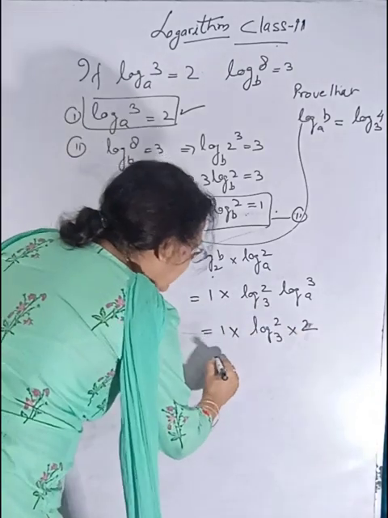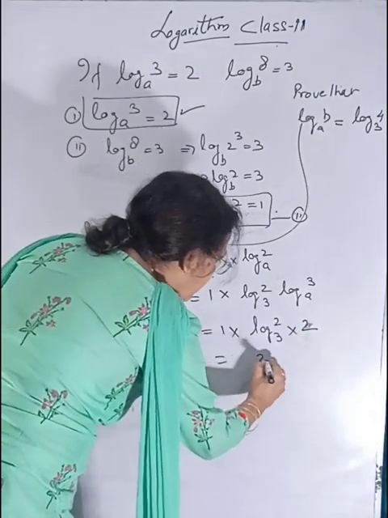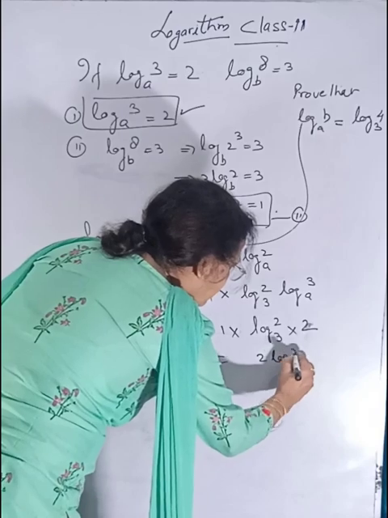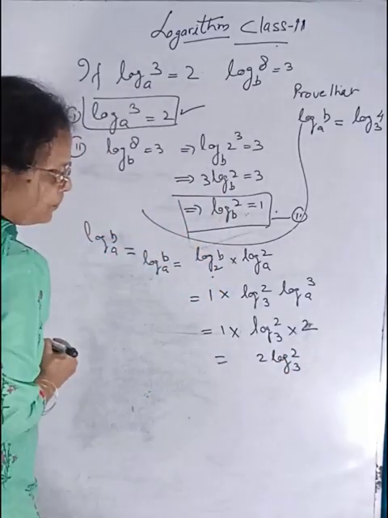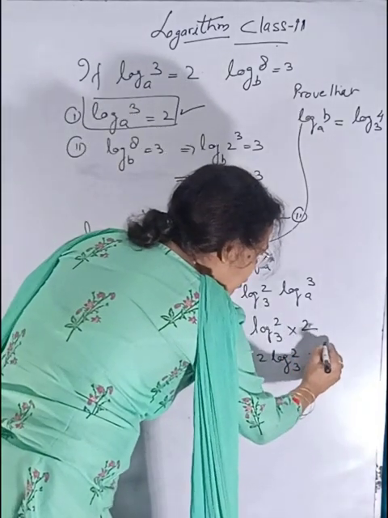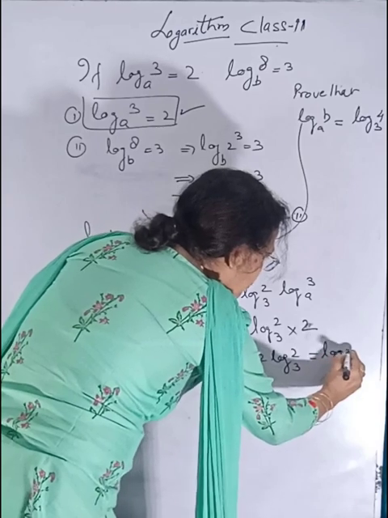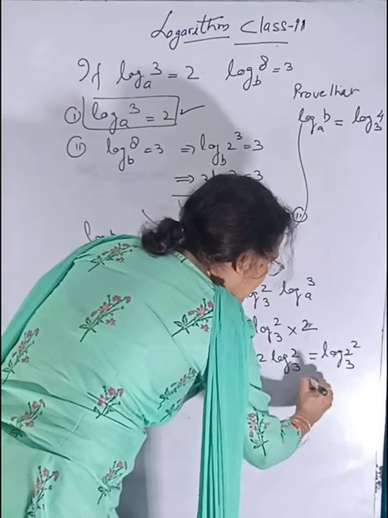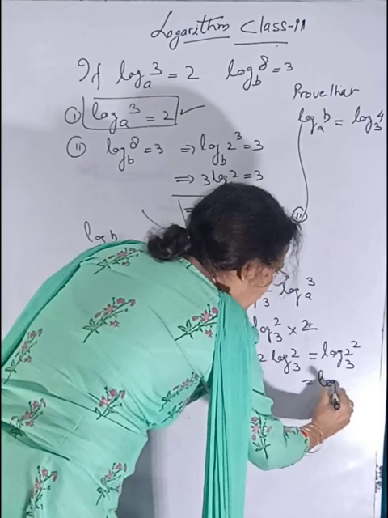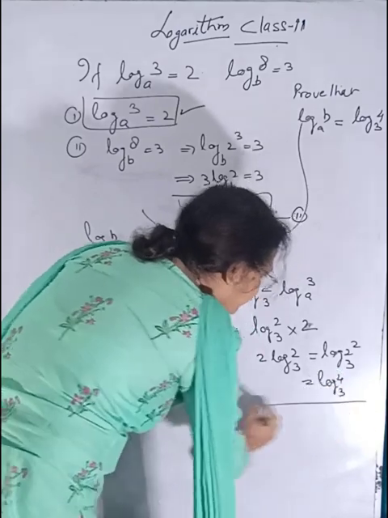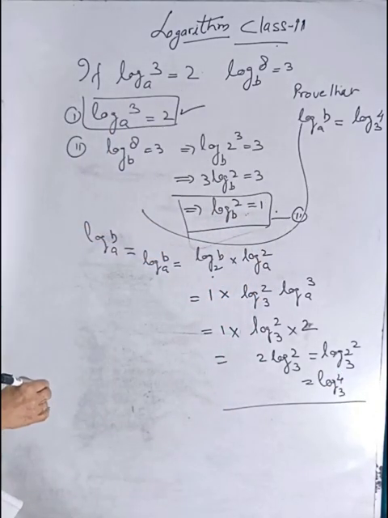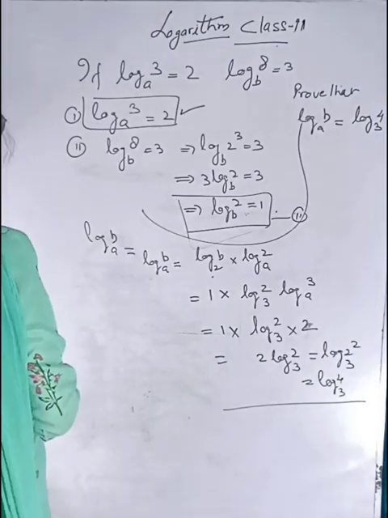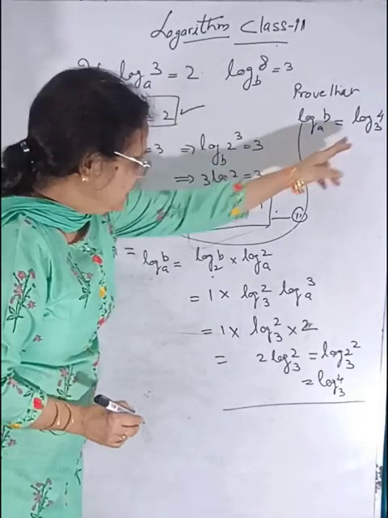Now this can be written as 2 into log of 2 with the base 3, that is log of 2 to the power 2 with the base 3, that is log of 4 with the base 3. Proved. Clear? बेस फॉर्मूला है, आपको क्या बेस लाना है ये ध्यान रखना है.